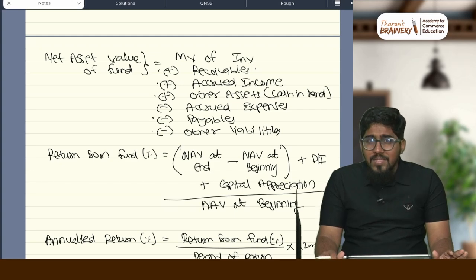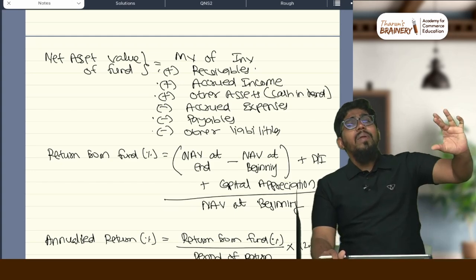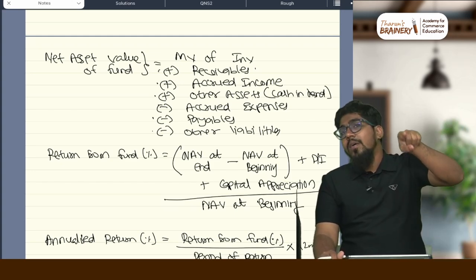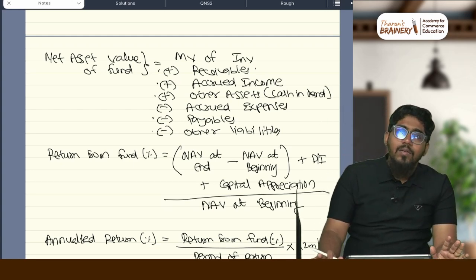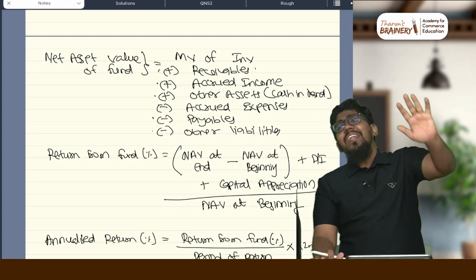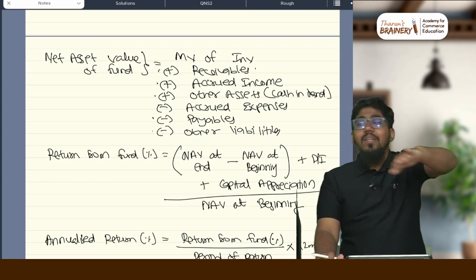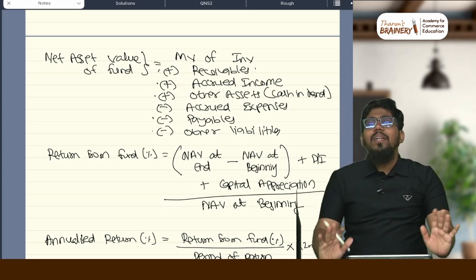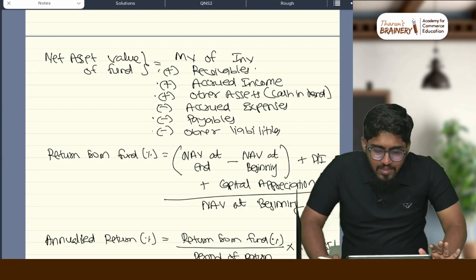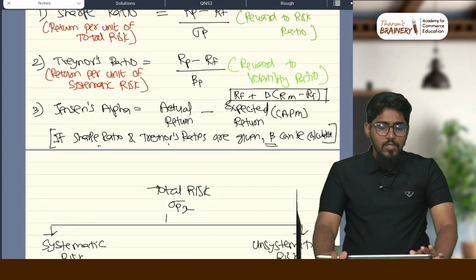Then how to calculate beta, sir? Beta is equal to correlation between the security and the market multiplied by standard deviation of the security divided by standard deviation of the market, or covariance of the security and the market divided by variance of the market. So that is the beta of the security.